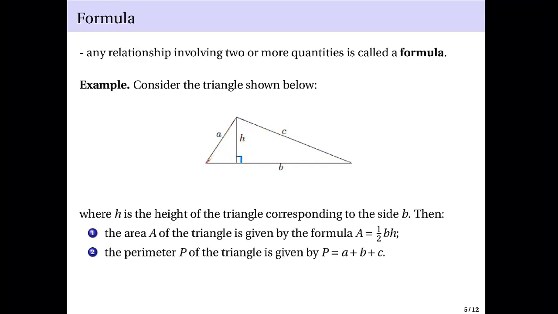So in this illustration here, the height corresponds to side B. Then we have the following formula. The area of the triangle is equal to 1/2 B times H.